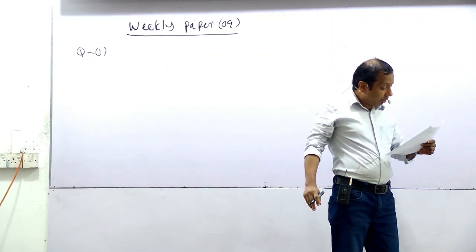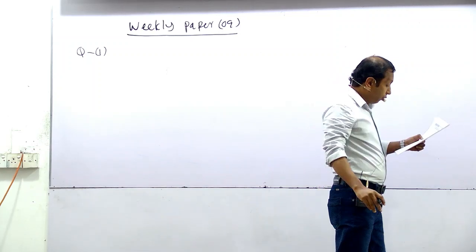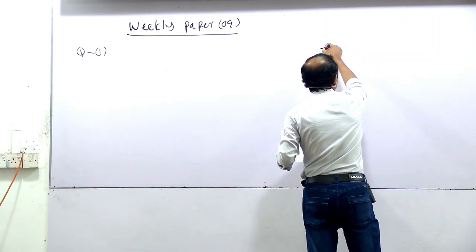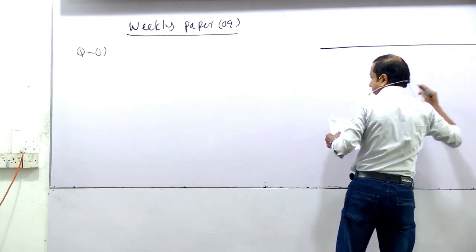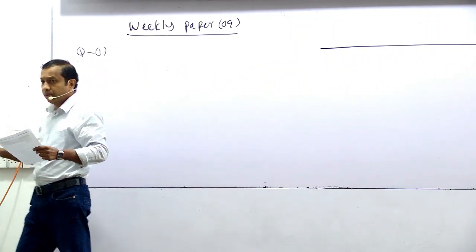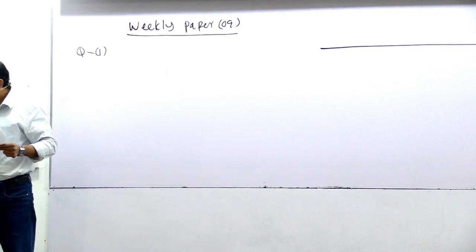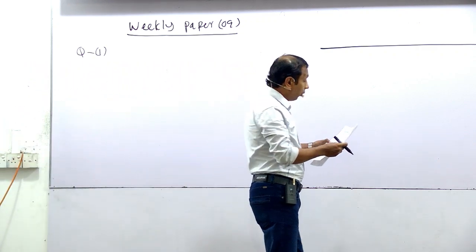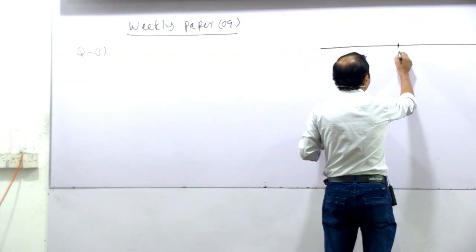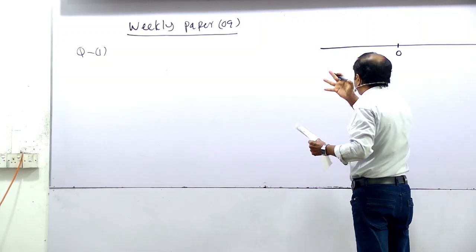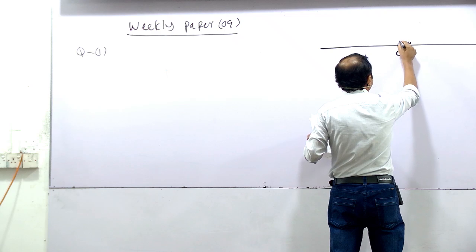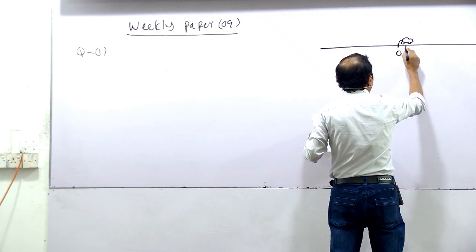There you are given two cars A and B starting from rest from a point O here. Right. And then the car A is here. Car A is here.